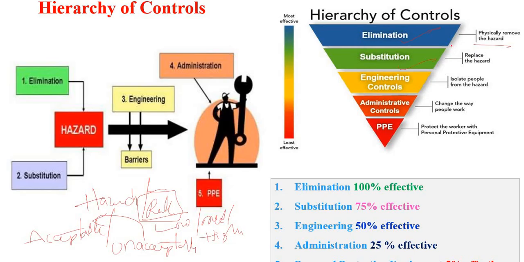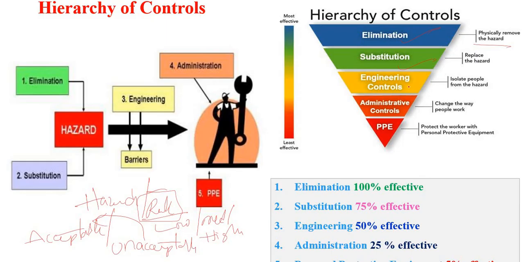And substitution. We are replacing the hazard with another material or another process which has a low impact, or a low risk level. Instead of using a high concentration liquid, we will go with a diluted acid, or a diluted concentrated liquid. Like instead of 100%, you can go with 30 or 20 or 40%. Like that, we reduce the risk level.